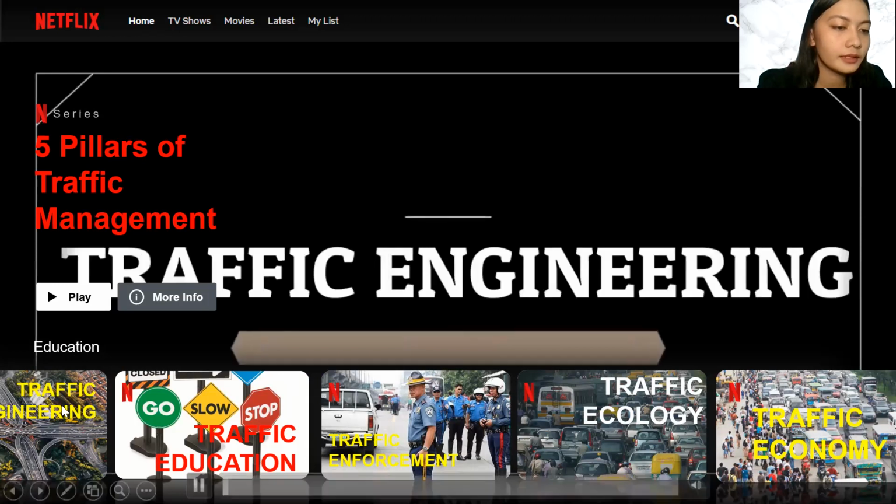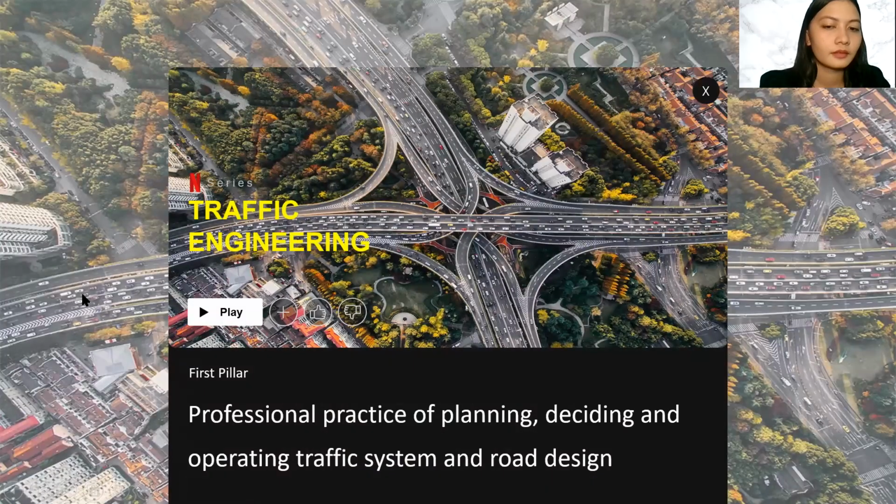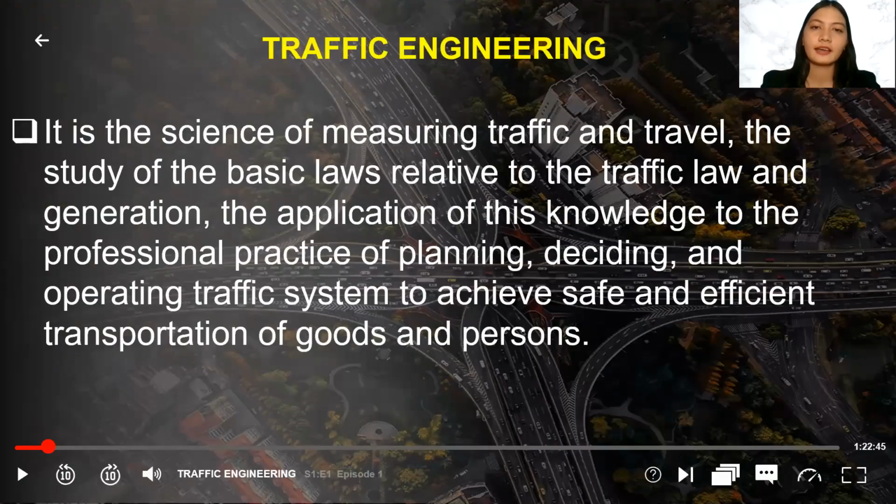So first, I will be discussing traffic engineering. Traffic engineering is the professional practice of planning, deciding, and operating traffic systems and road design. It is the science of measuring traffic and travel, the study of the basic laws relative to traffic law and generation, and the application of this knowledge to the practice of planning, deciding, and operating traffic systems to achieve safe and efficient transportation of goods and persons.